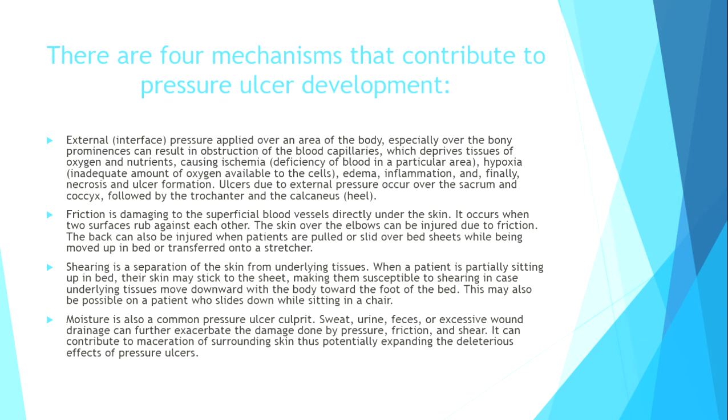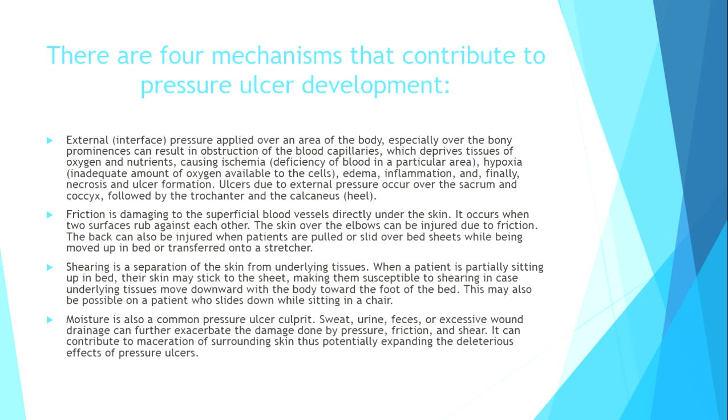There are four mechanisms that contribute to pressure ulcer development. External pressure applied over an area of the body, especially over the bony prominences, can result in obstruction of the blood capillaries, which deprives tissues of oxygen and nutrients, causing ischemia, deficiency of blood in a particular area, hypoxia, inadequate amount of oxygen available to the cells, edema, inflammation, and finally necrosis and ulcer formation. Ulcers due to external pressure occur over the sacrum and coccyx, followed by the trochanter and the calcaneus.